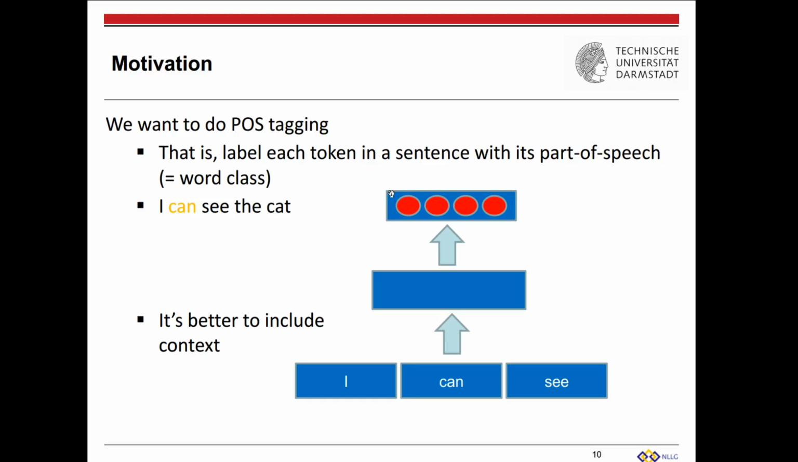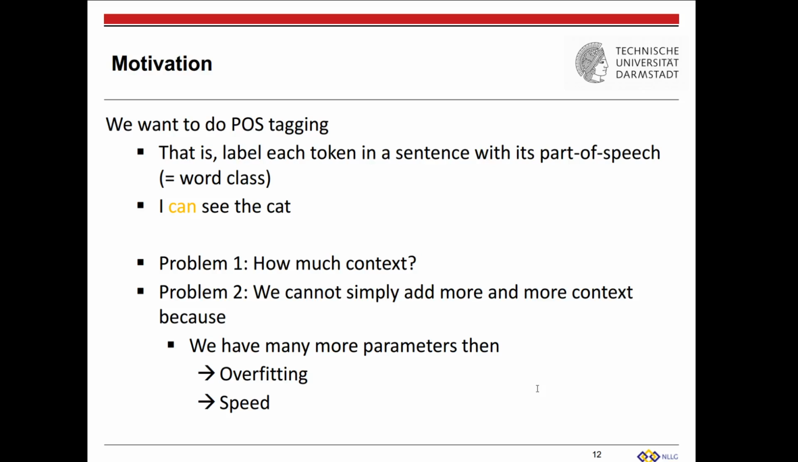Why shall we include context? Because that helps to disambiguate. Can could either be a verb or it could be a noun, but if we have this context here, then that can help disambiguate. So if we include more context, then quite likely we are better equipped to solve this problem. However, the question is, how much context do we want to add?